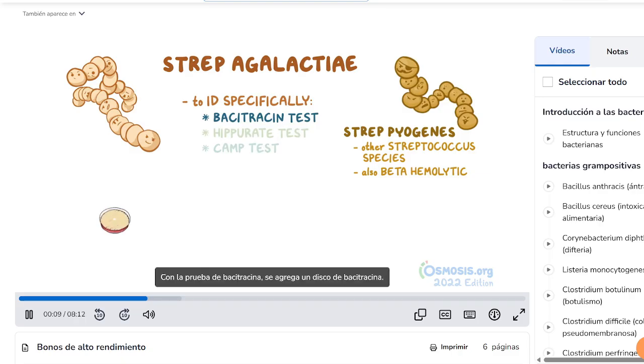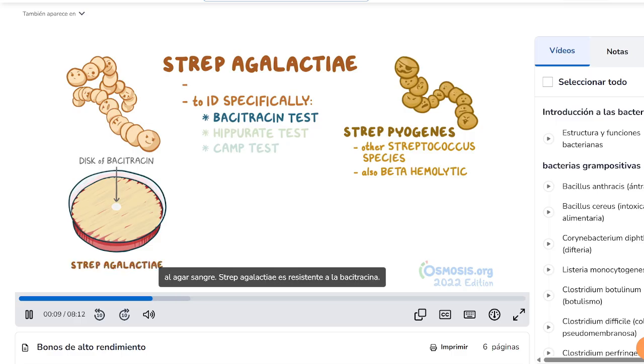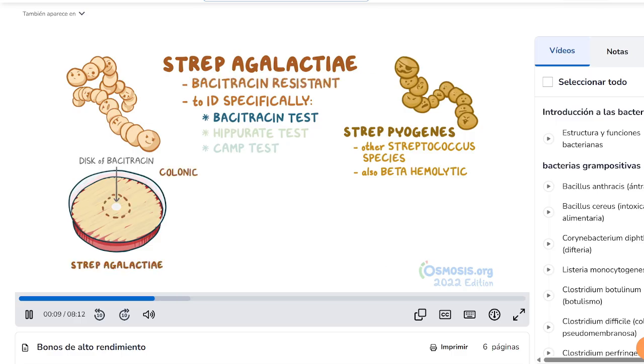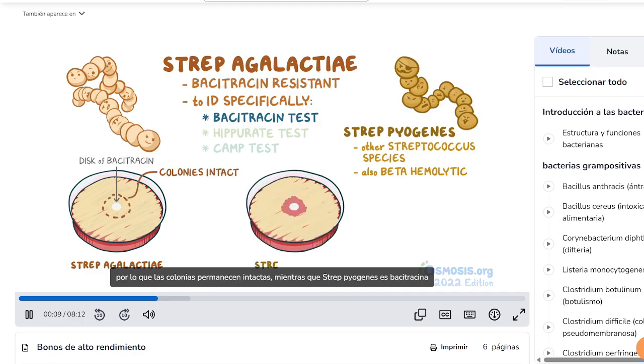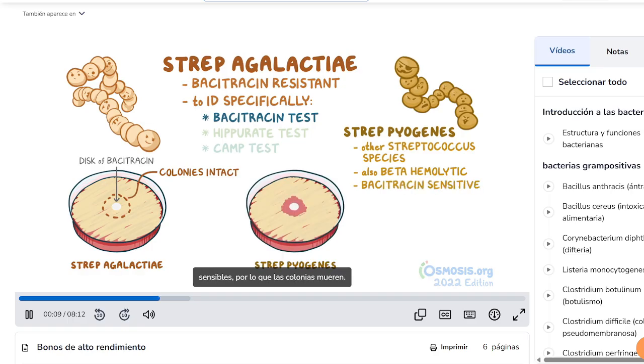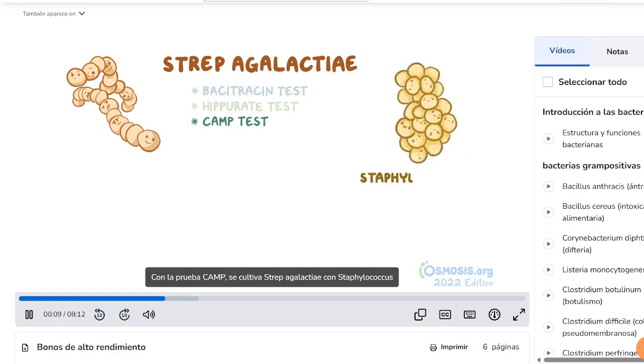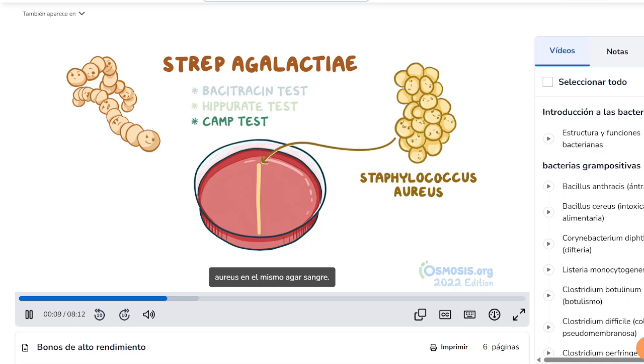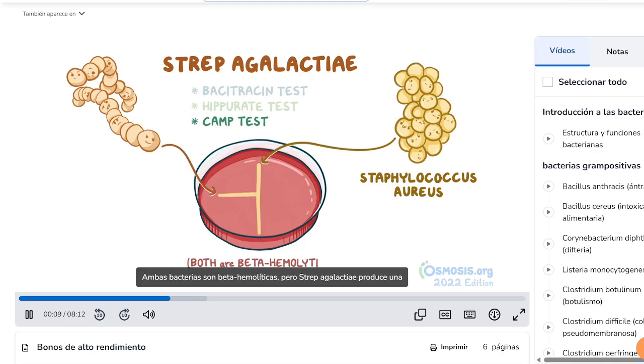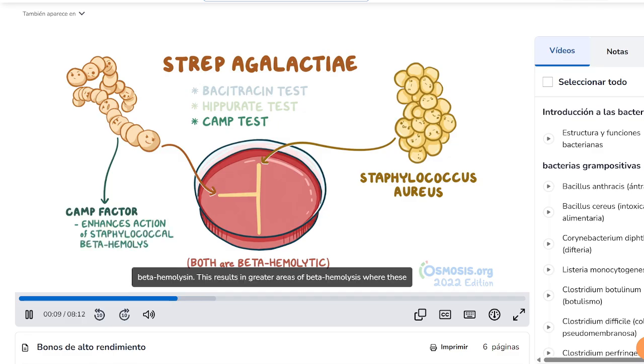With the bacitracin test, a disc of bacitracin is added to the blood agar. Strep agalactiae is bacitracin resistant, so the colonies remain intact, whereas Strep pyogenes is bacitracin sensitive, so the colonies die off. With the CAMP test, Strep agalactiae is grown with Staphylococcus aureus on the same blood agar. Both these bacteria are beta hemolytic, but Strep agalactiae makes a substance called CAMP factor, which enhances the action of staphylococcal beta hemolysin. This results in greater areas of beta hemolysis where these colonies cross each other on the blood agar plate.